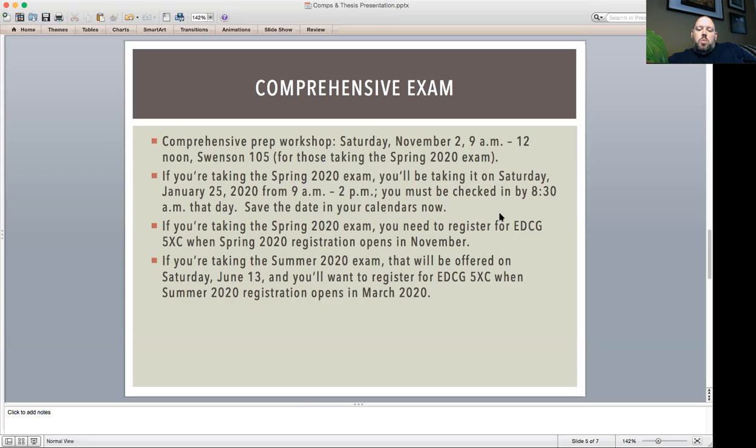If you're taking the spring 2020 exam, that will be held on Saturday, January 25th from 9 until 2. You have to be checked in that morning by 8:30, and that takes place again on the Thousand Oaks campus in the computer labs in either the Swenson building or the CBET building, which our offices are in. Again, we will let you know where the location is once you are registered.